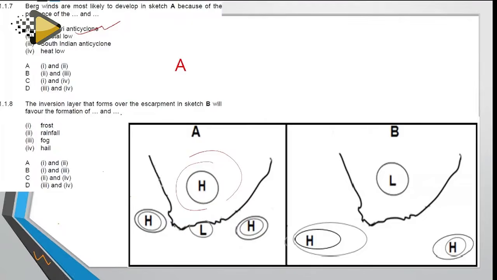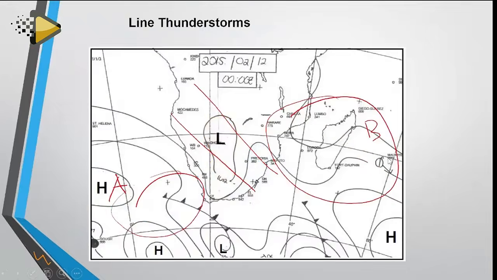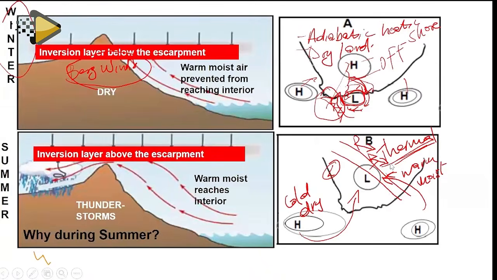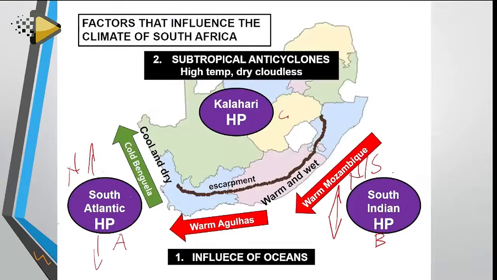The inversion layer that forms over the escarpment in sketch B will favor the formation of line thunderstorms. Here in sketch B, when we have the inversion layer, where will the inversion layer form? The inversion layer is going to form above the escarpment. The inversion layer in B, here it is going to form above the escarpment. And this is where we're going to experience line thunderstorms.